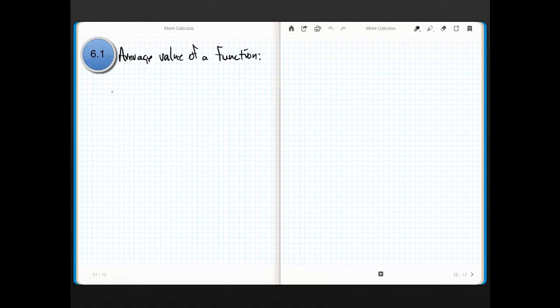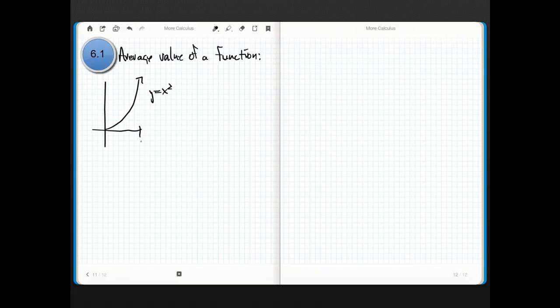All right, so think about this. Let's say we take the function y equals x squared and we go from, I don't know, 0 to 3. What I want to do is not figure out the area under the curve, or the length of the curve. I want to figure out the average value of the curve. In other words, what is its average value?